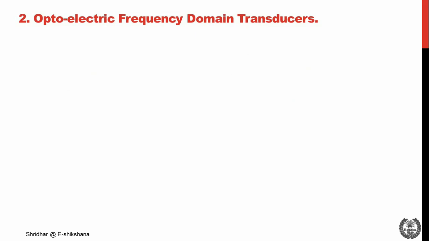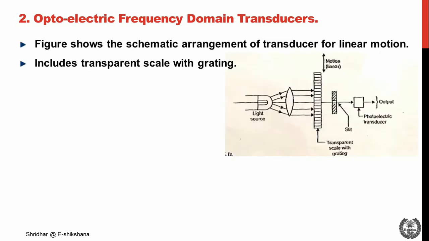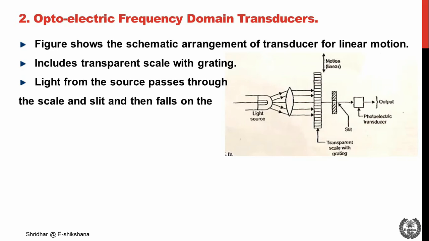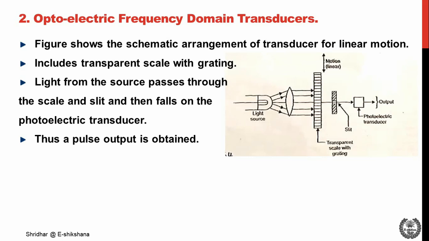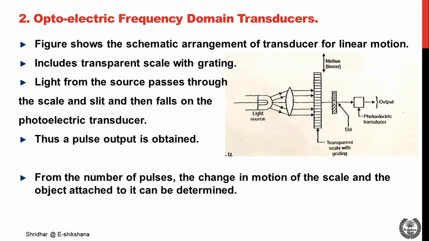Next, we'll discuss the optoelectric frequency domain transducer. The figure shows the schematic arrangement of the transducer for linear motion, which consists of a light source and a lens. The arrangement includes a transparent scale with a grating. Light from the source passes through the scale and the slit and then falls on the photoelectric transducer. The slit width is such that a motion equal to the pitch of the grating produces one complete cycle of light and darkness at the photoelectric cell, and thus a pulse output is obtained. From the number of pulses, the change in motion of the scale and the object attached to it can be determined.